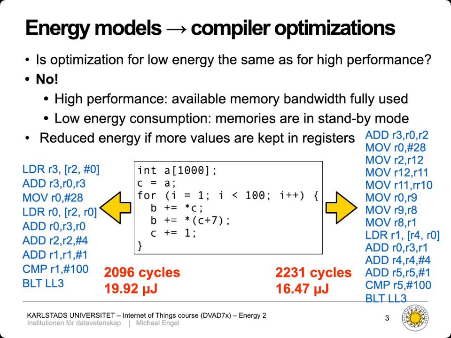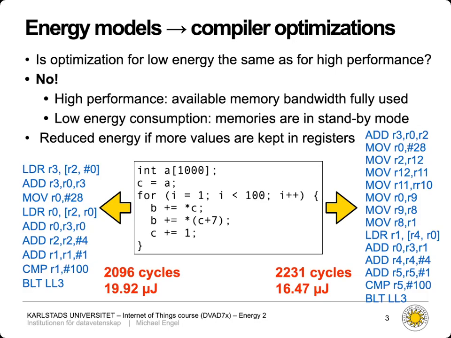So the code on the left-hand side uses 19.92 microjoules, whereas the code on the right-hand side, even though it has more instructions and it still has the same number of loop iterations, we don't reduce the number of loop iterations here, so we're not cheating. Still, it only uses 16.47 microjoules, so around 3.5 microjoules less than our fast solution.